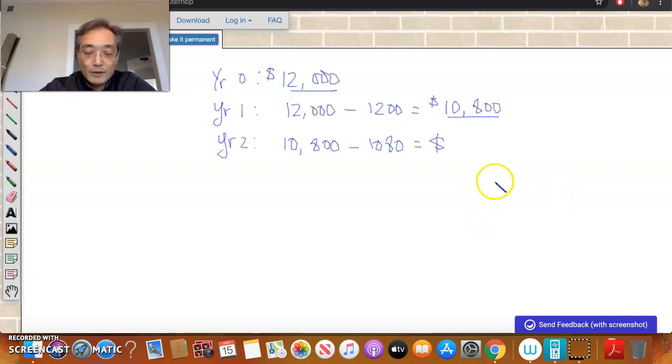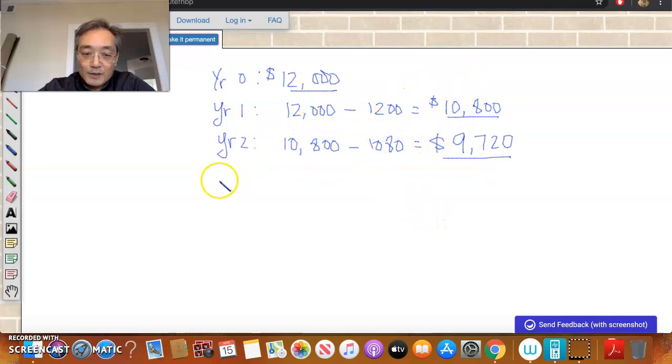We are now down. I just got my screen back. So 10,800 minus 1080 is equal to $9,720. Okay, and this is the value of the car at year 2, and it's going to continue losing value.